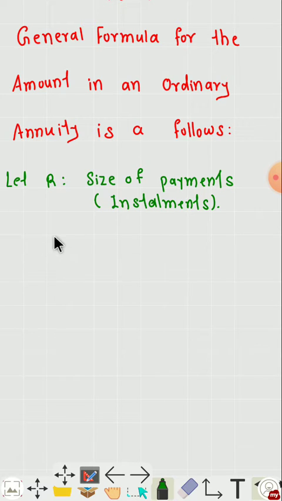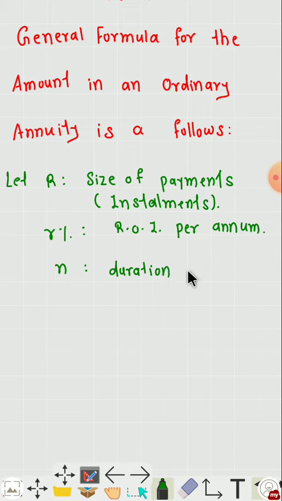Now suppose r percentage means it is the rate of interest per annum, the annual rate of interest. And suppose n denotes the duration of annuity, and it is in years.